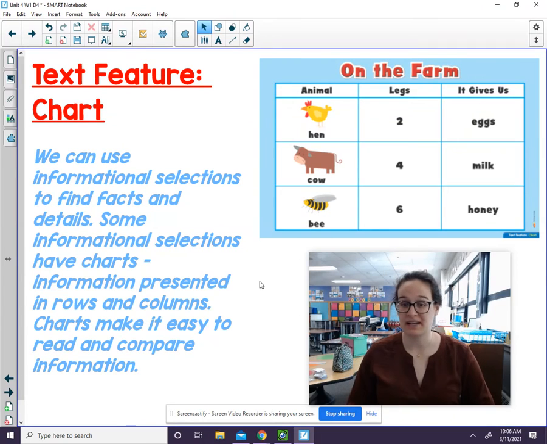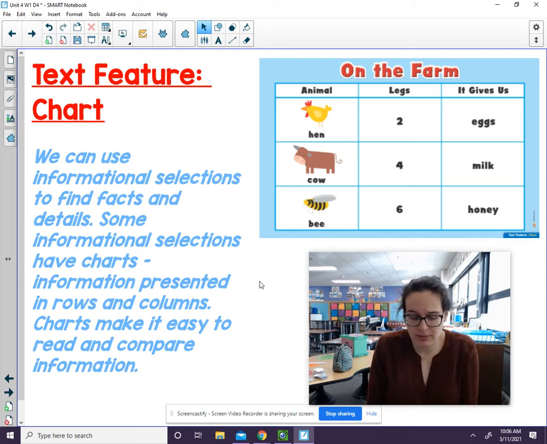Going to review the text feature charts. Remember, we can use informational selections to find facts and details. Sometimes those stories will have charts in them. And a chart is when information is presented in rows and columns. Charts make it easy to read and compare information.